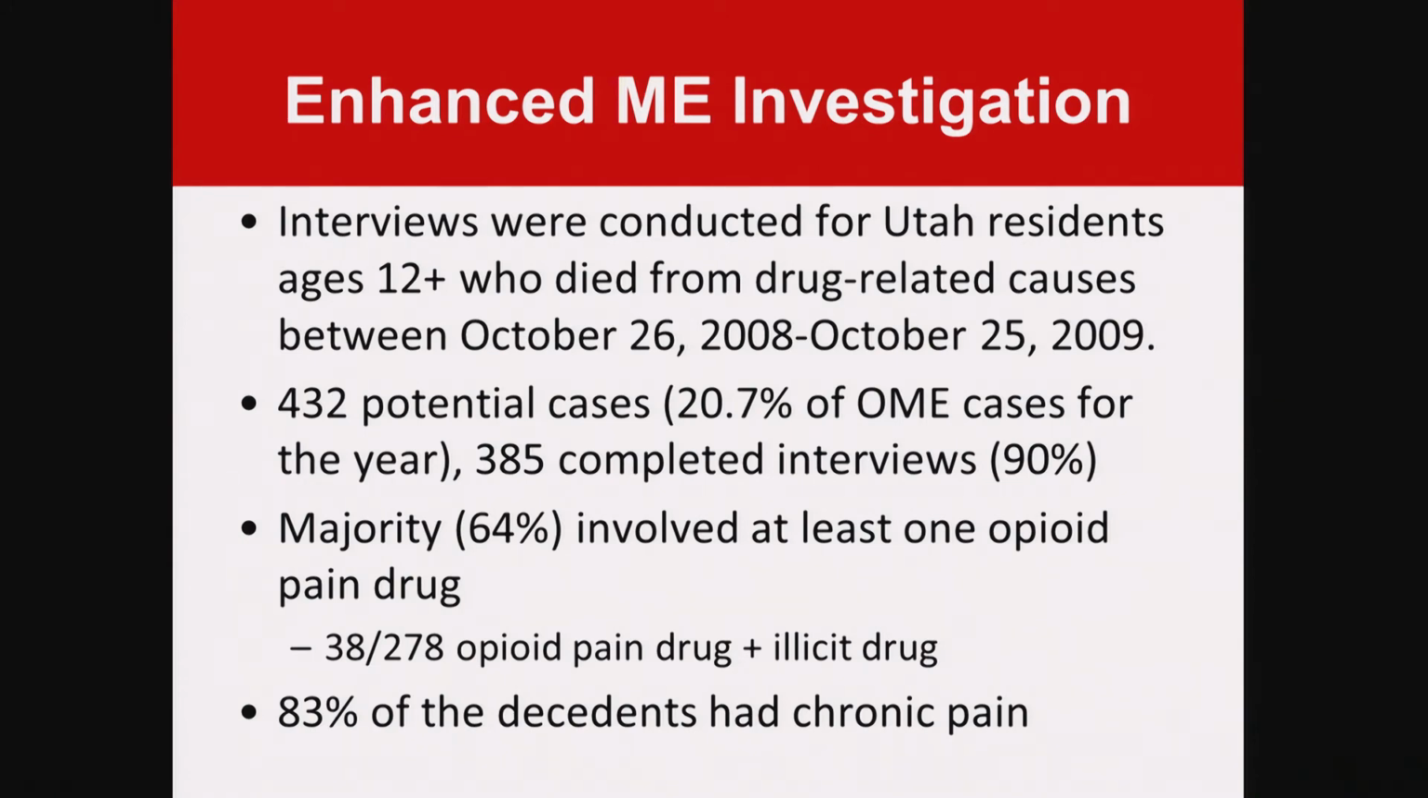In 2008, we began an effort to get more contextual information about fatalities by systematically interviewing next of kin for all drug-related deaths between the end of October 2008 and 2009. During that time, there were 432 deaths investigated by our medical examiner that involved at least one prescription medication. This represented 20.7% of all medical examiner cases for the year, and we were able to interview next of kin for 90% of cases. The majority of deaths, 64%, involved an opioid pain drug, and most of these involved only non-illicit drugs. Only 38 of our interviewed cases had combined an illicit drug with a prescription drug.